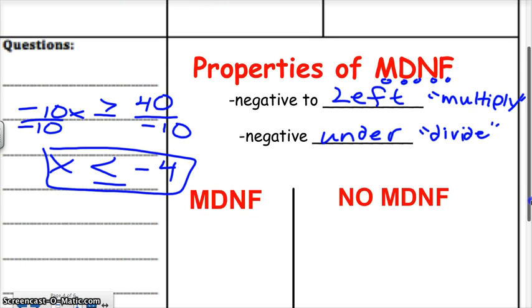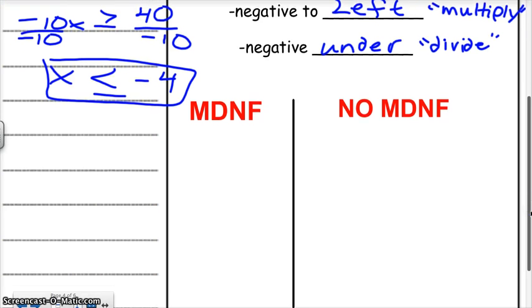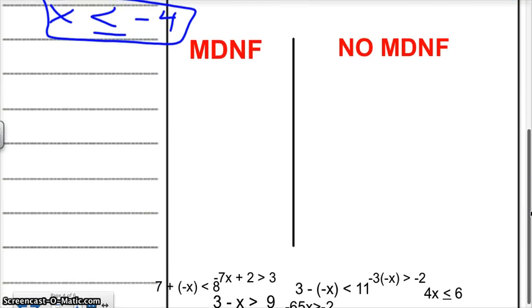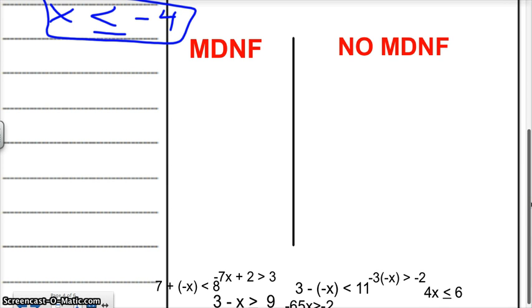All right. I worked out 2 examples. Now we need to know when I'm going to MD&F something. So we're going to do some sorting. Negative to the left or negative under, you MD&F it, okay? Negative 3 times negative x, would I MD&F that? I'm going to save that one.